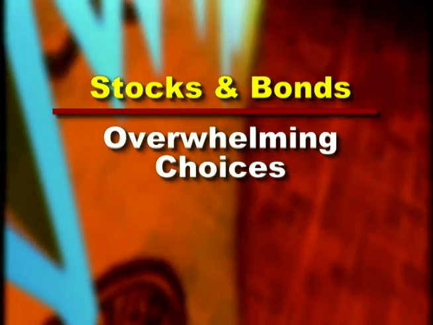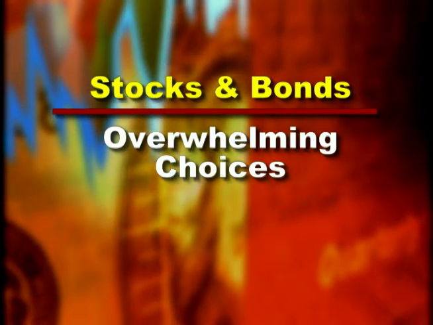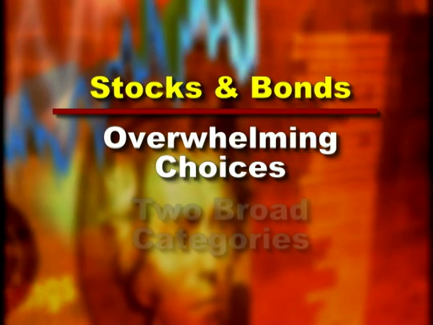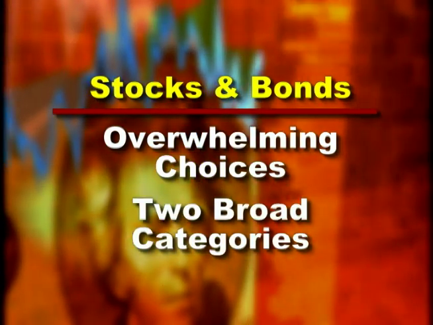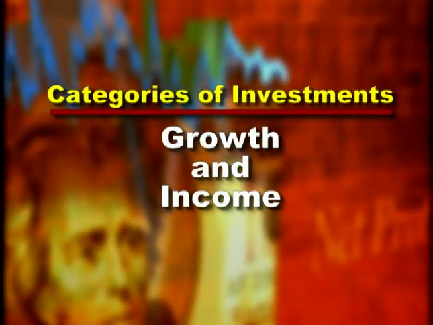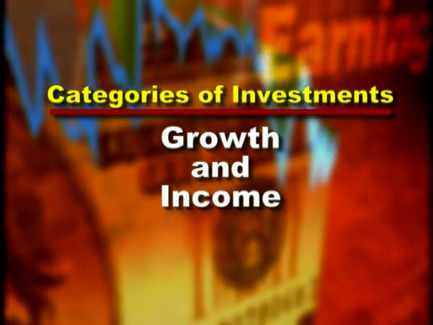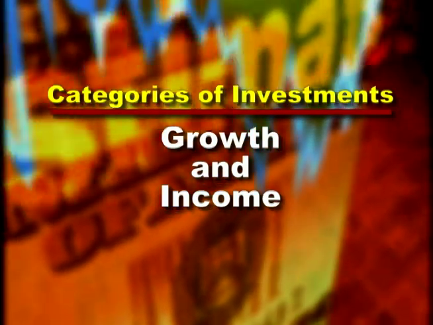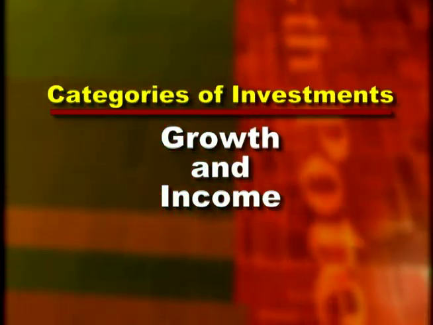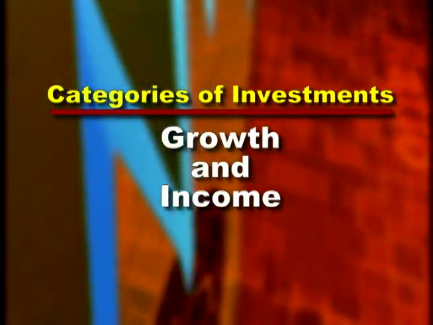Let's see if we can break it down to make investing a little less confusing. If you look at all the investment possibilities out there and put them all in a great big pot and boil them down to their most basic essence, what you would find is that there's really only two broad categories of investments. There are investments that tend to grow in value over time, and there are investments which tend to produce an income and really don't grow very much over time. In other words, there are growth-oriented investments and there are income-oriented investments. Now, two broad categories seems a little more manageable than thousands of choices, wouldn't you agree?